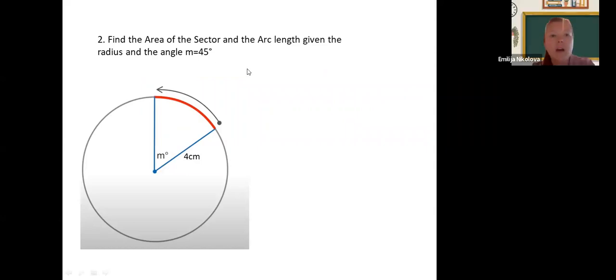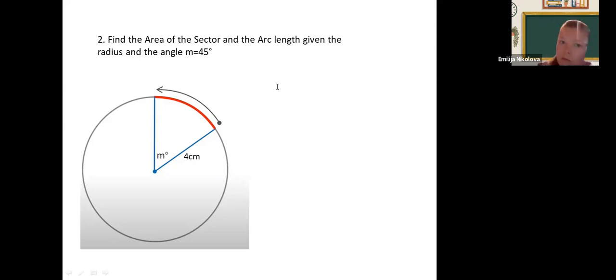Now we have one exercise. We need to find the area of the sector and the arc length given the radius and the angle. The radius is 4 centimeters. M, the angle, is 45 degrees. And we are going to use the two formulas that I just showed you in order to find both.